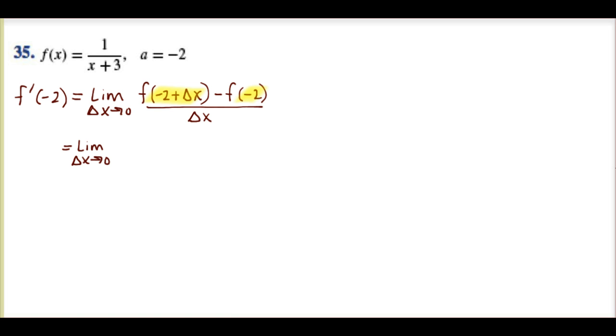we'll put -2 plus delta x into the function and get 1 over -2 plus delta x plus 3, whoops, almost messed that up, plus 3 minus f at -2, sorry about that guys, been a long day. We'll have 1 over -2 plus 3, and all of this is over delta x. Alright, so I'm going to simplify that up.